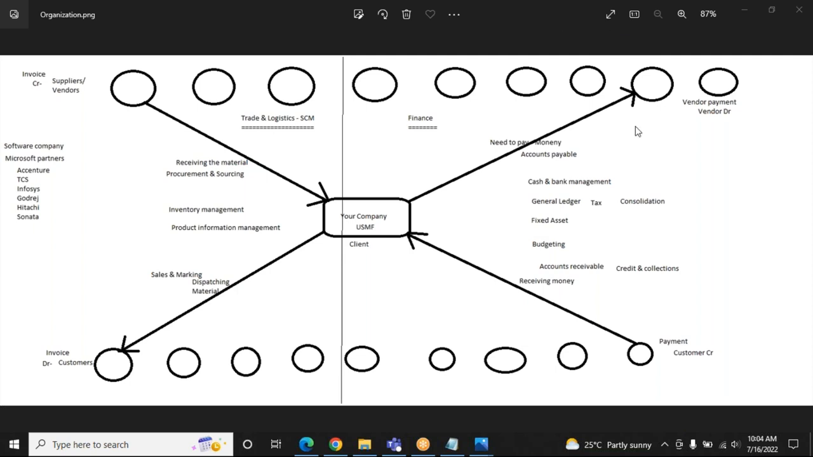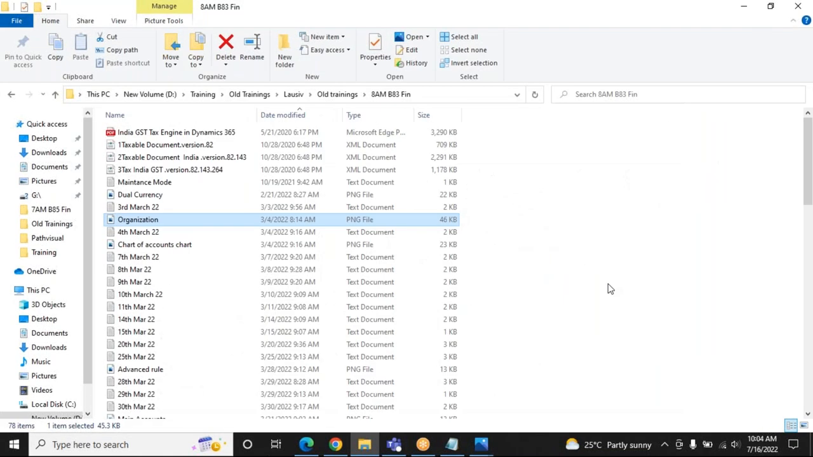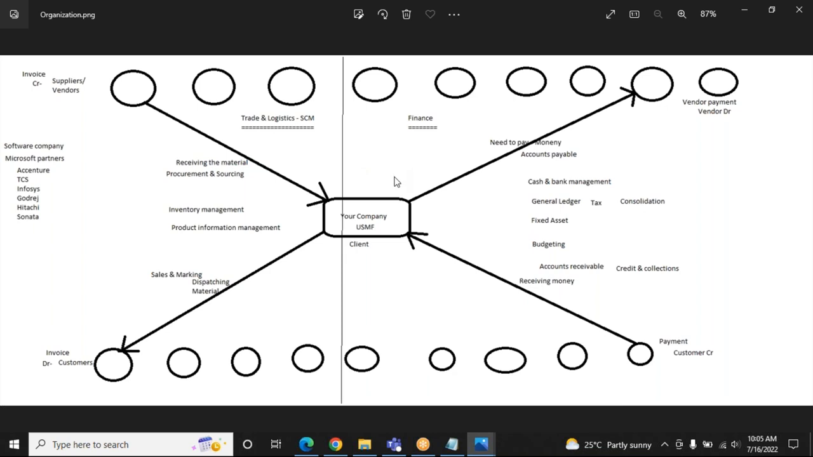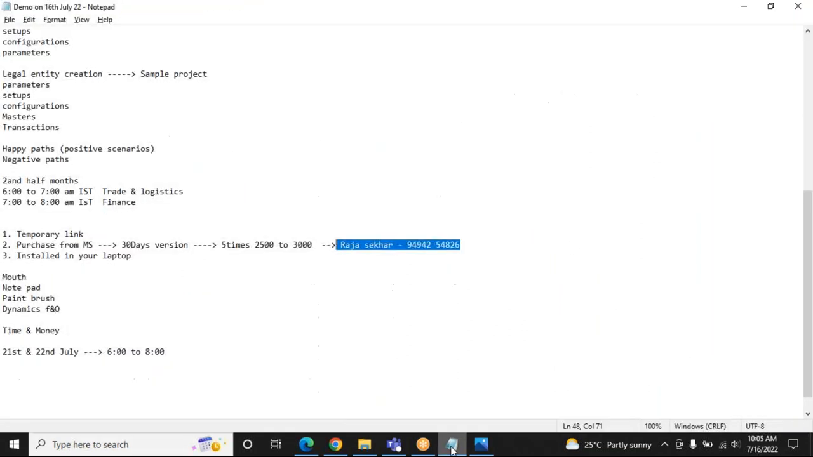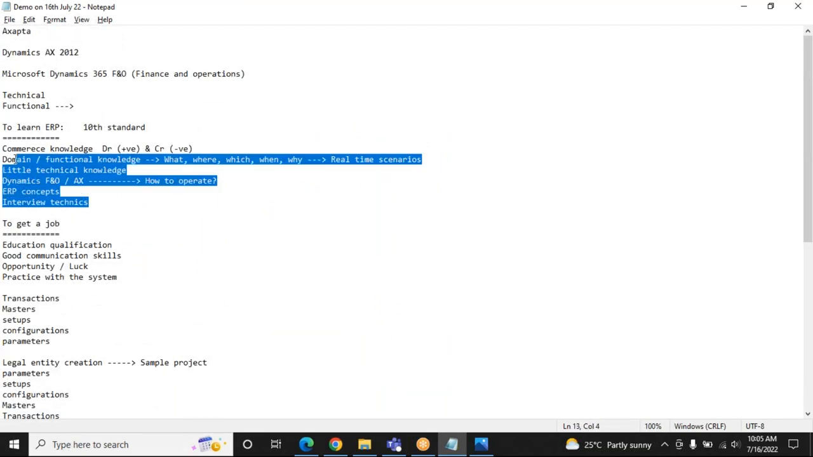whenever you are learning in your college, the lecturer doesn't know real time experience, so he will not give clarification of plus and minus properly. He will explain. I'm not blaming any faculty, but he is not working in a company. If you are working in a company, why I am doing positive, why I am doing negative, you can understand easily. So you are going to understand commerce knowledge also with this training. That's why I told you, you are going to learn commerce knowledge also.